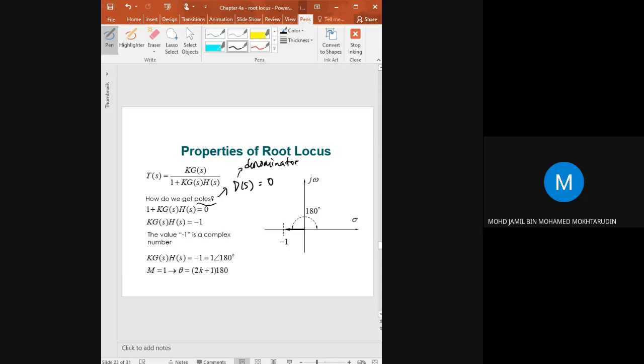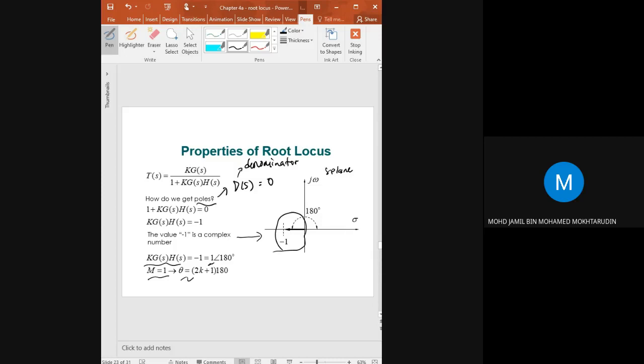So the value minus 1 can be in the form of a complex number. If you plot minus 1 in the S plane, it's on this point here. The angle of minus 1 is 180 degrees and the magnitude is 1. So at the poles, KGH always equals 1 angle 180 degrees. The magnitude is 1 and the angle is 180 degrees.